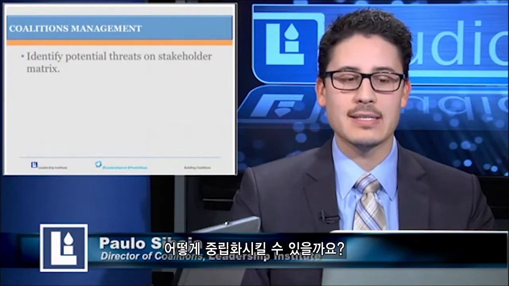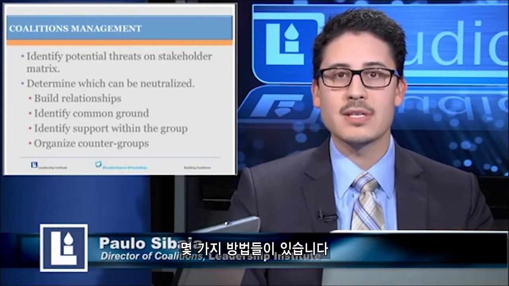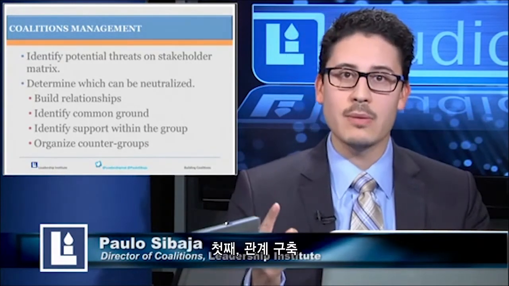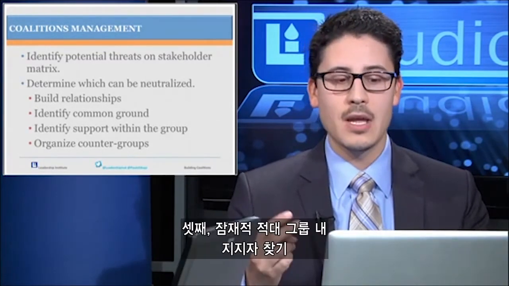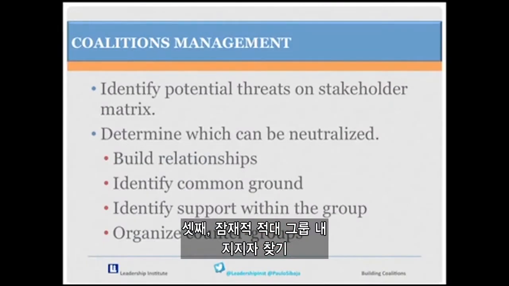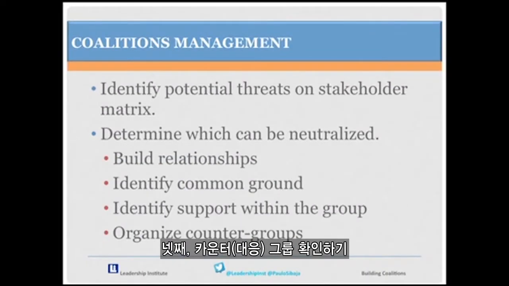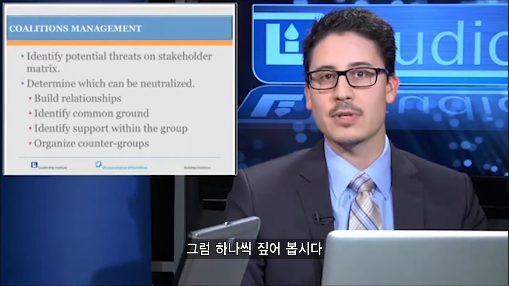How do you neutralize individuals? Well, there's several different things you can do. Number one, you can build relationships. Number two, obviously identify common ground. Number three, you want to identify support within that group. And number four, identify counter groups. So let's go over each one of those individually.